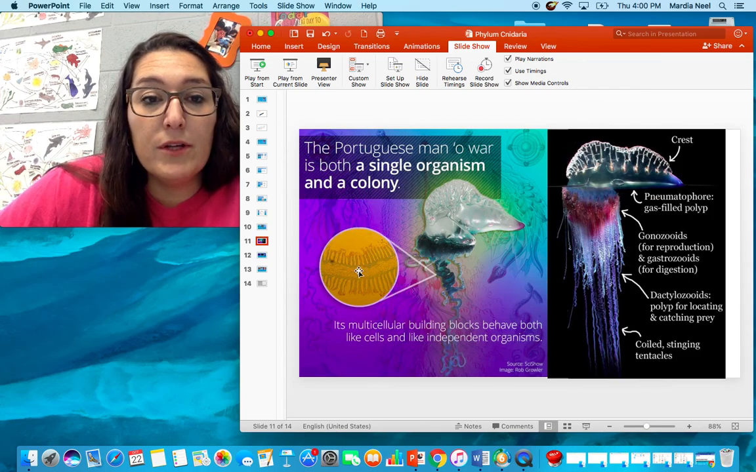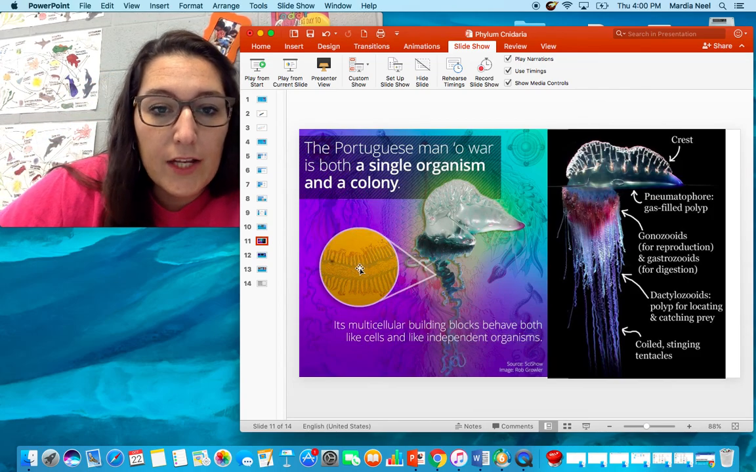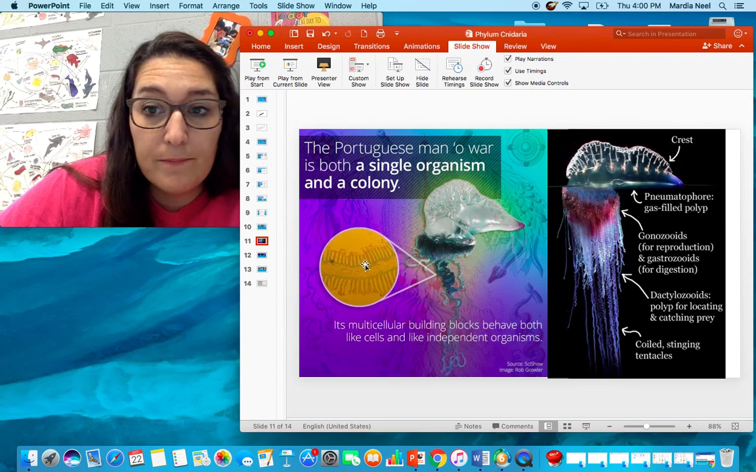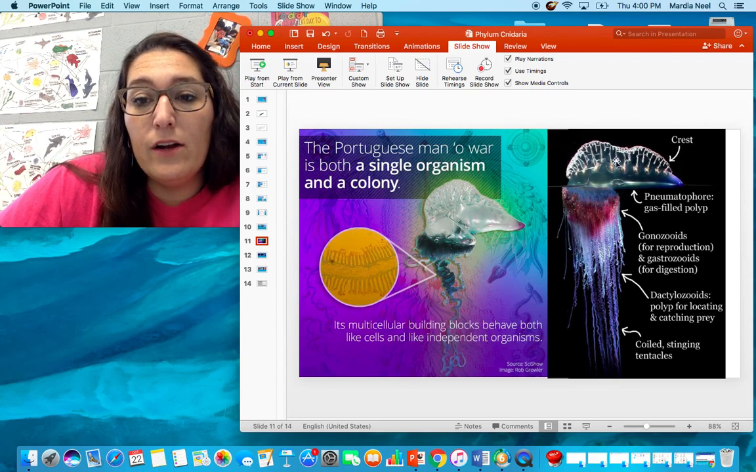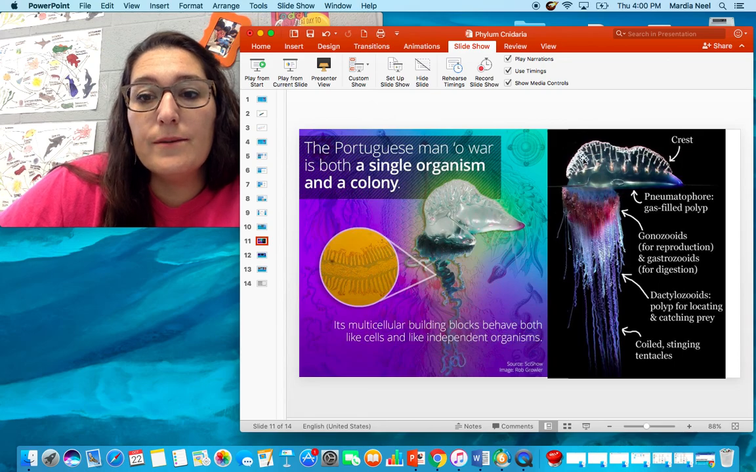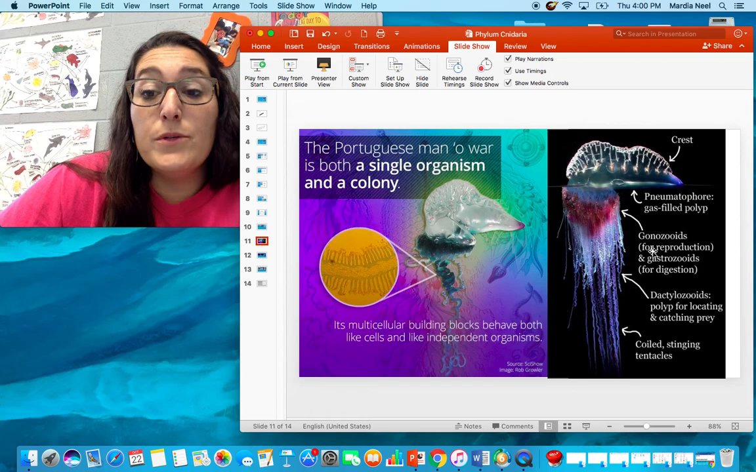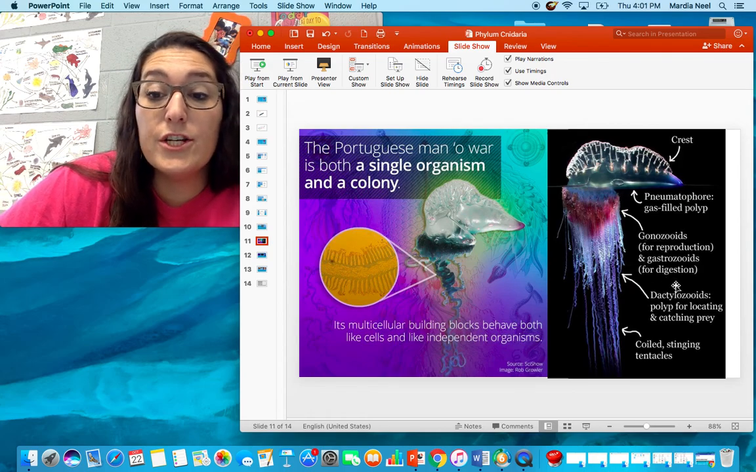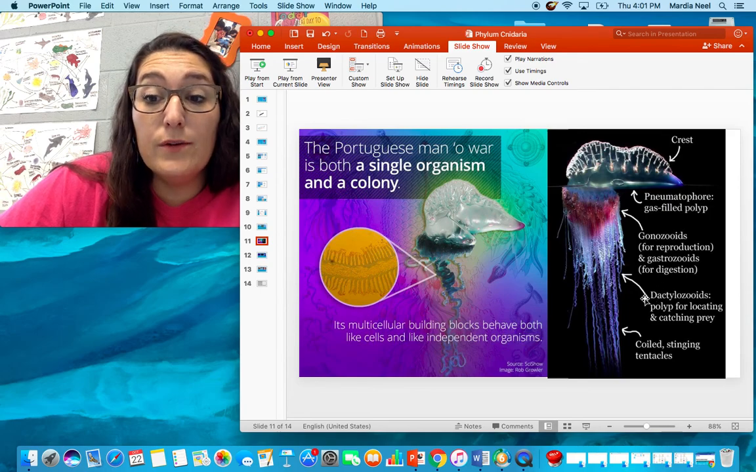So you can look at this up-close view of the Portuguese man-of-war right here, and you can see all the individual polyps. And then here are all the different parts. So here's your crest, your pneumatophore, which is your gas-filled polyp, your gonozooids, which are used for reproduction, your gastrozooids, which are used for digestion, your dactylozooids, which are used for locating and catching prey, and your stinging tentacles at the bottom.